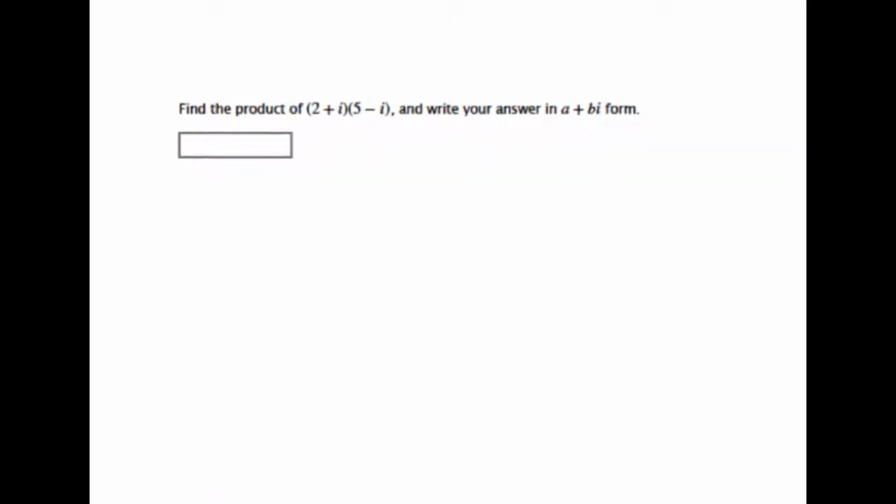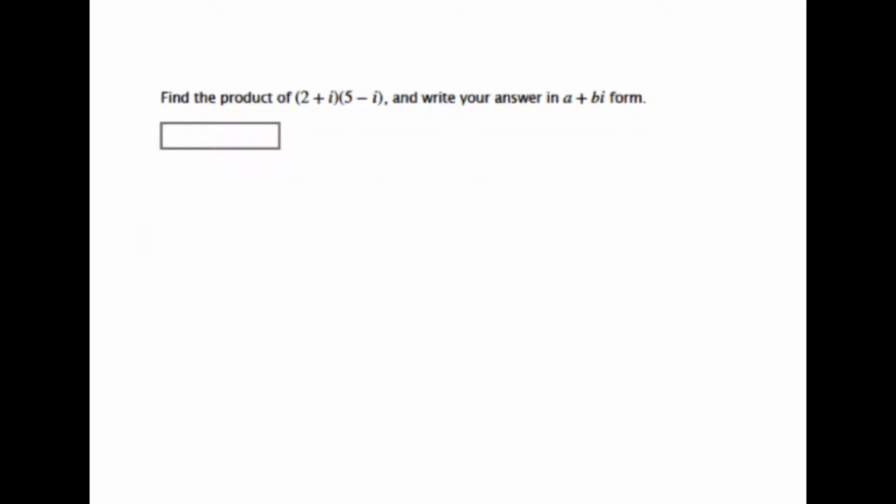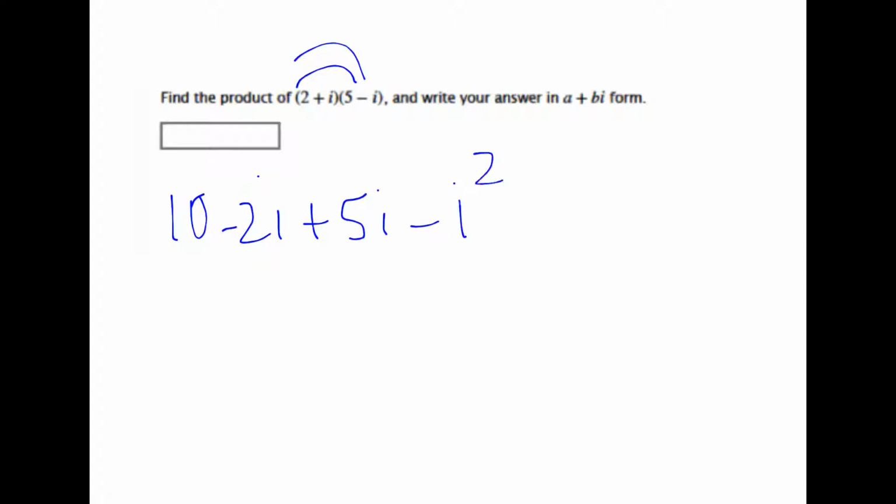Find the product. Alright, so that's a FOIL problem. So that's 10 minus 2i plus 5i minus i squared. This is 3i. i squared is the same thing as negative 1, but because it's already negative 1, it's plus 1. So you have 10 plus 1, so that ends up being 11 plus 3i.